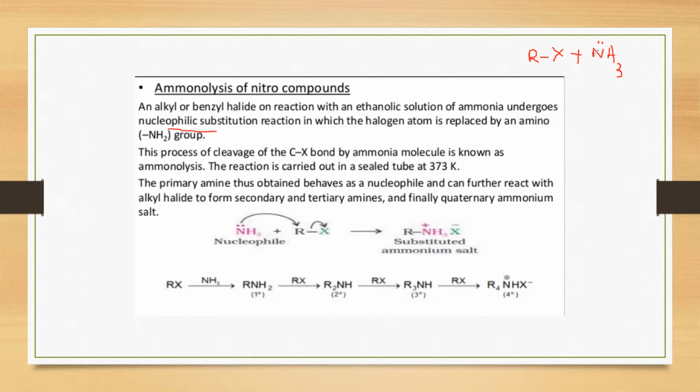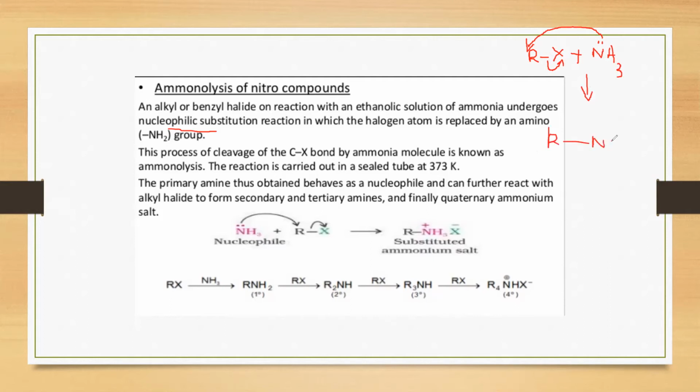Okay, it's a nucleophile. So this lone pair will attack this carbon, and this halogen will leave as X minus. If this is happening in a concerted way, it is the SN2 mechanism, that is, the attack of the incoming nucleophile, which is NH3, and the departure of the leaving group X minus happen together. So you will be getting this product. All of you listen.